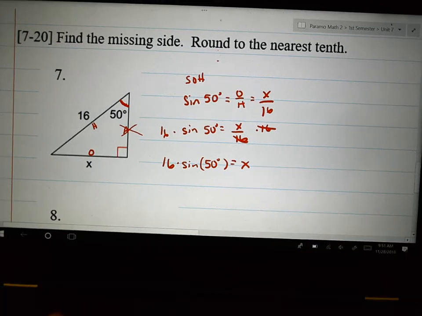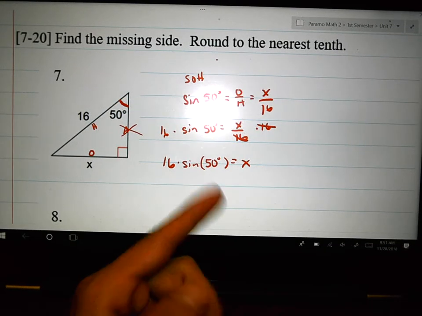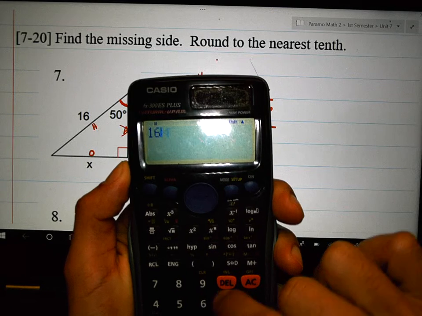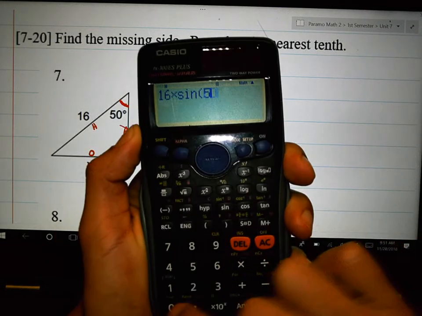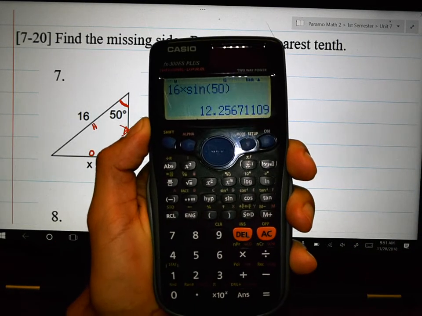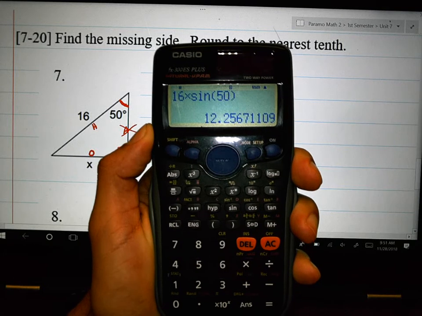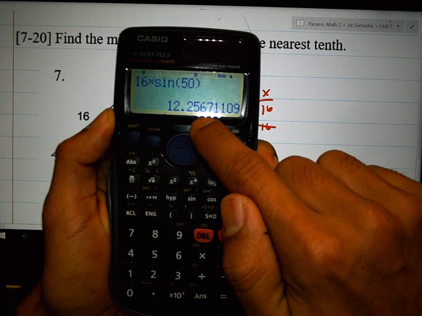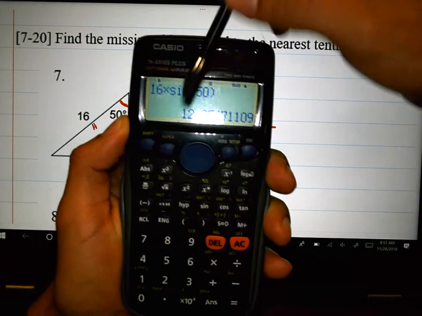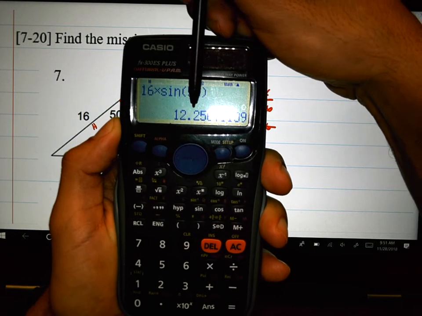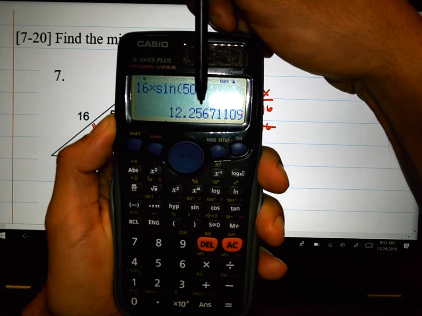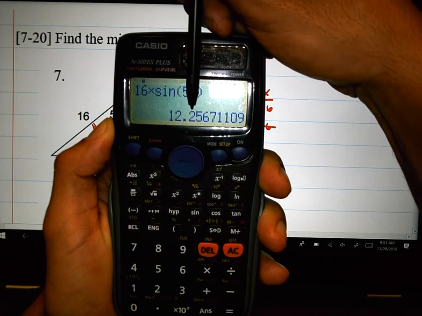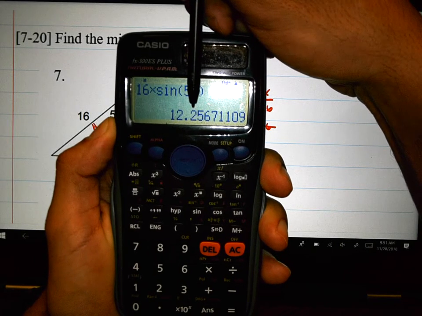Remember how we had it in degree mode? This is where we type in 16 times the sine of 50 degrees equals, and it's going to give us a decimal, rounding to the nearest tenth. The tenth place is this place right here, and I have to look if this is 5 or higher, this rounds up. If it's 4 or less, this stays the same. 12 point, what do I write? 12.3.